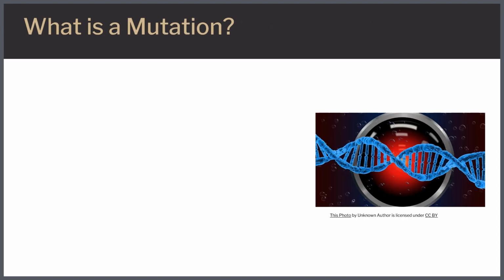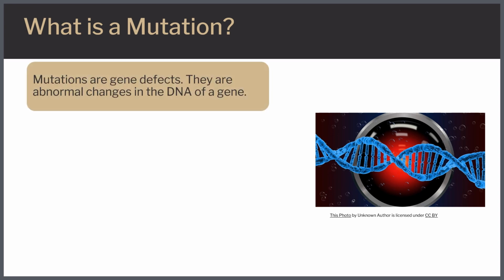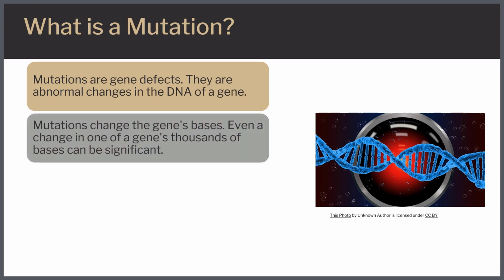A mutation is a change in the DNA sequence of an organism. Mutations can result in errors in DNA replication during cell division. Mutations are gene defects. They are abnormal changes in the DNA of a gene. Mutations involve changes in the arrangement of the bases that make up a gene. Even a change in just one base among the thousands of bases that make up a gene can have a major effect.